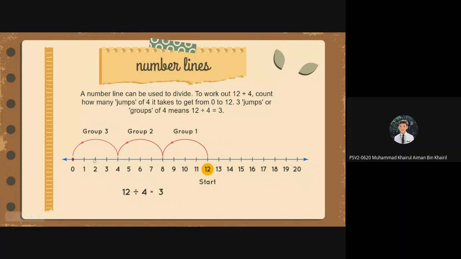As you can see, there's a number line which is 0 to 12. So we start at 12 because it is 12 divided by 4. So we jump, or group, four numbers backward. So we can see that it can form 3 groups until it reaches 0. So there are 3 groups, which means that 12 divided by 4 is equal to 3.